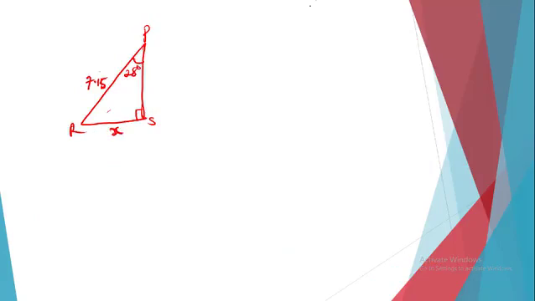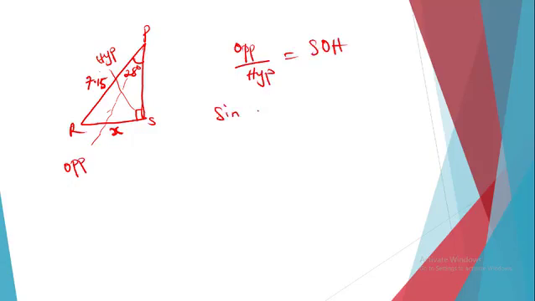Now looking at this, the line facing angle 90 is our hypotenuse, and hypotenuse is given. The line facing the given angle is our opposite. So that means we have to work with opposite over hypotenuse, and opposite over hypotenuse is sine. So we have sine 28 equal to x over 7.15. Then 7.15 times sine 28 would be equal to x.